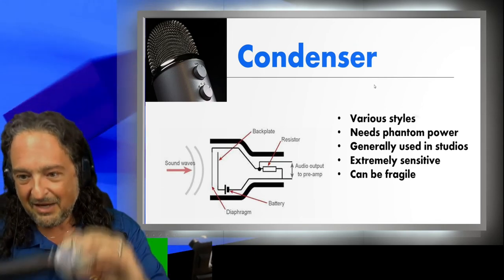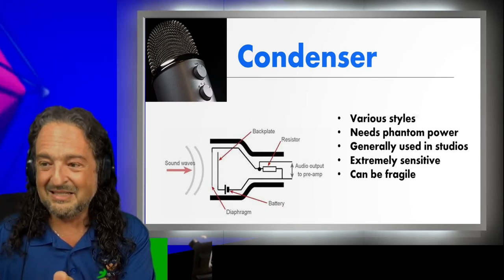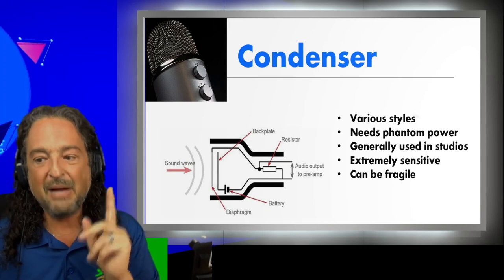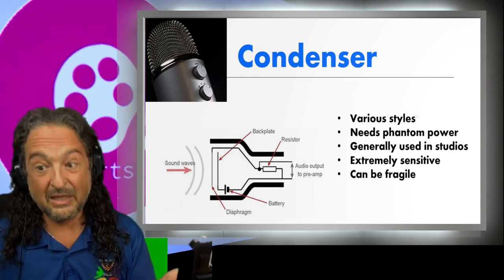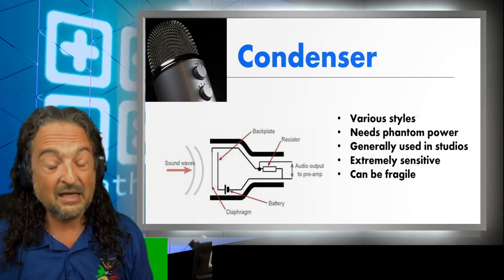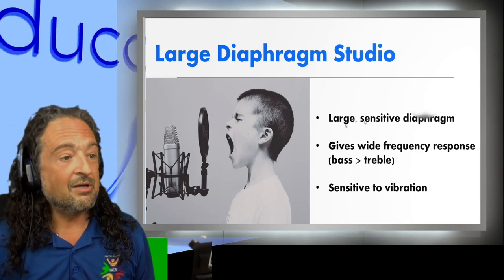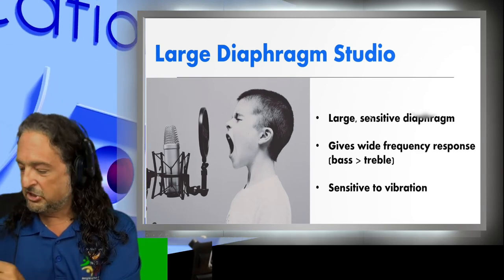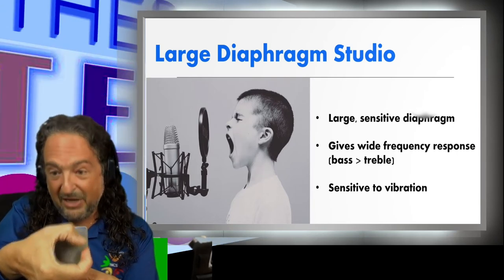You can also have a handheld style condenser or a studio style condenser, but they all need power. It is an electrical circuit that does the work of translating the vibration to sound. They're very sensitive and they can be very fragile. The large diaphragm studio condenser has a large diaphragm, just as it says. The plate in here is actually big.